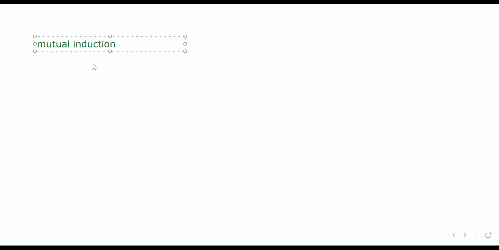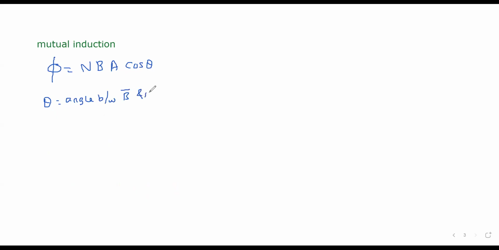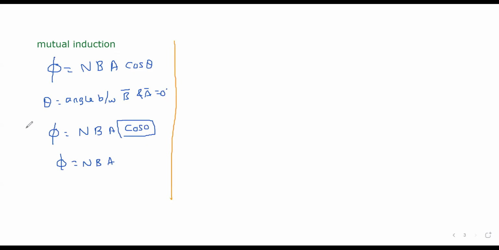So we know the formula. Magnetic flux phi is equal to NBA cos theta. So what is theta? It is the angle between the B vector and the A vector, which is equal to 0 degrees. So phi is equal to NBA cos 0. What is cos 0? It is 1. So phi is equal to NBA. This is the actual formula, but we are converting this formula for mutual induction.